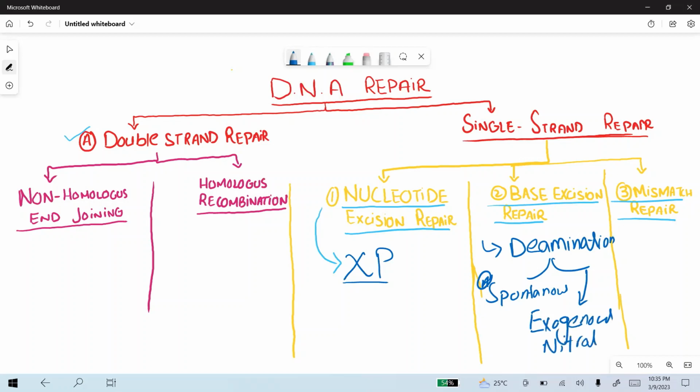The last one is the mismatch repair. What is the mismatch repair? The clinical correlation example in which the mismatch repair is defective is Lynch syndrome. All of these three things are super high yield.